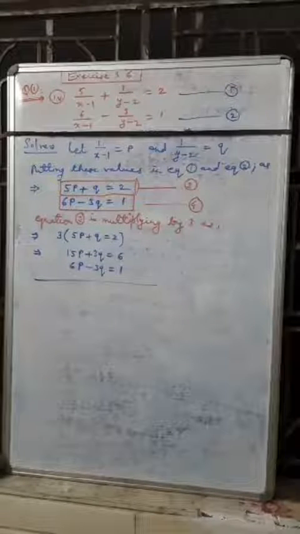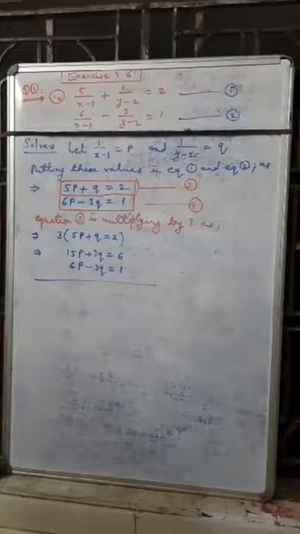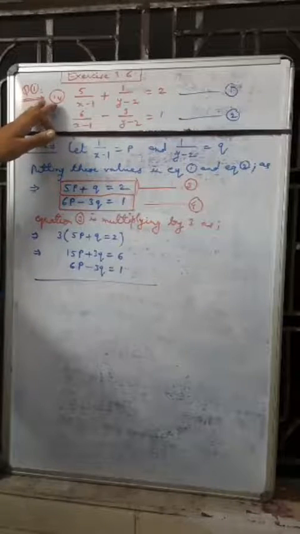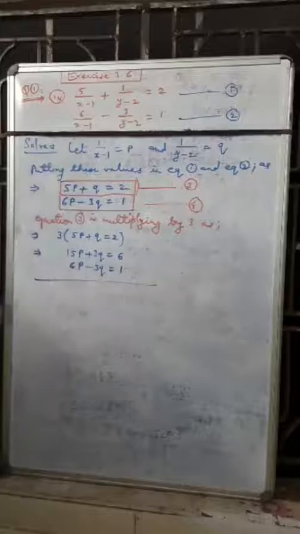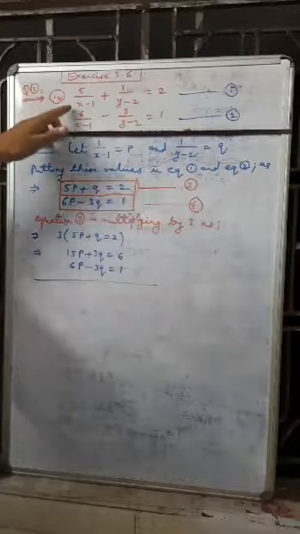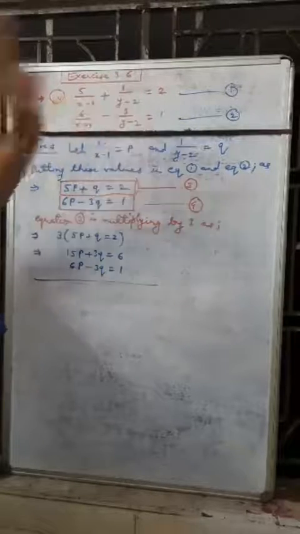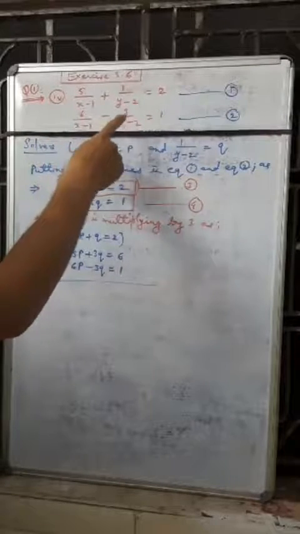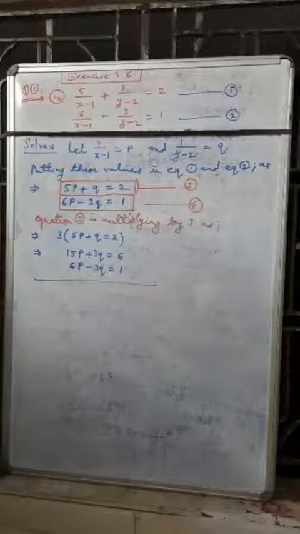Now we are solving question number 1, problem number 4. 5 by x minus 1 plus 1 upon y minus 2 is equal to 2, and 6 upon x minus 1 minus 3 upon y minus 2 is equal to 1.